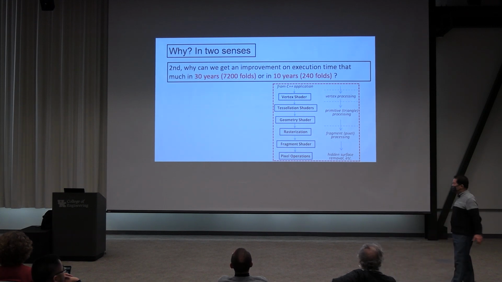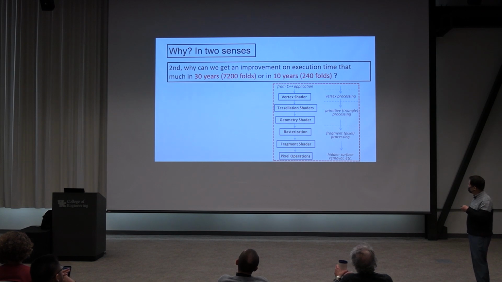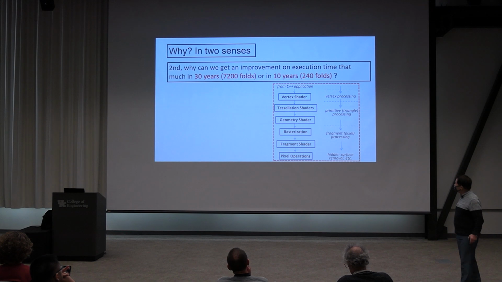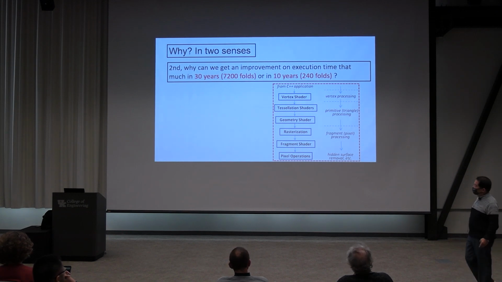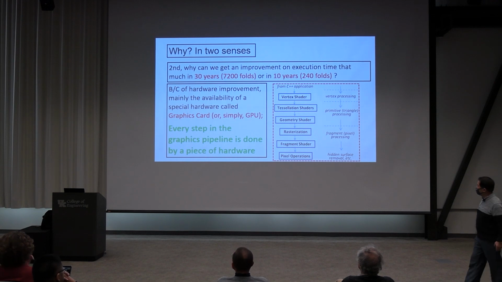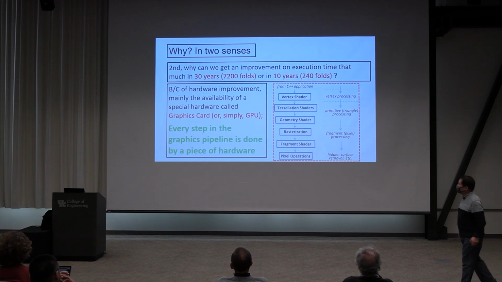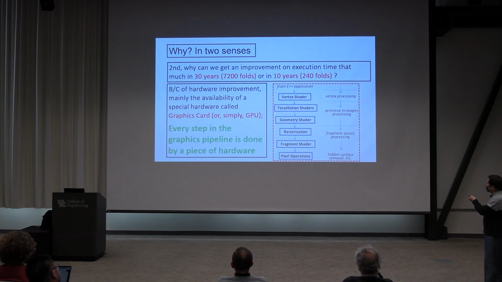Now, how come we get such dramatic improvement during the past 30 years? Second, why can we get improvement on execution time that much? Some 200 fold in 30 years, 240 fold in 10 years. Well, that is because of the improvement of hardware, or simply the GPU. With the help of the GPU, we have a pipeline to do graphics now. And every step in the graphics pipeline is done by a piece of hardware. That is why we improve our performance so much in 30 years and so much in the last 10 years.